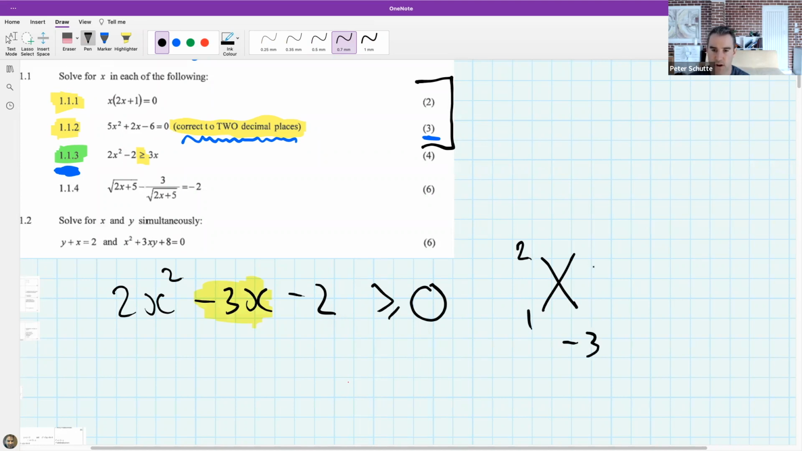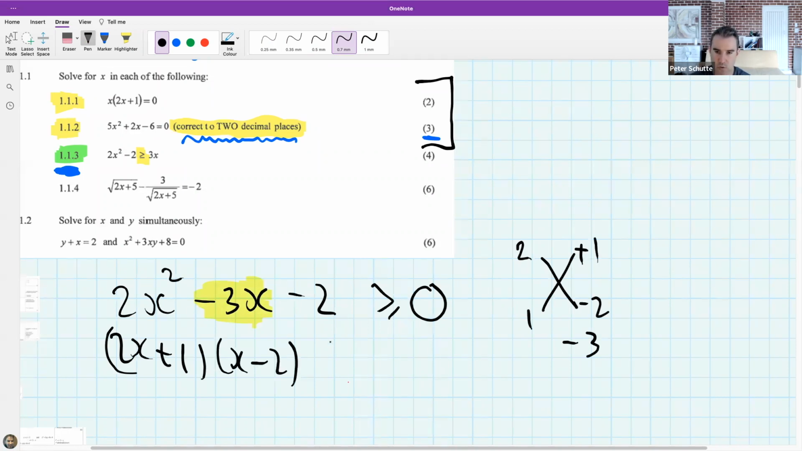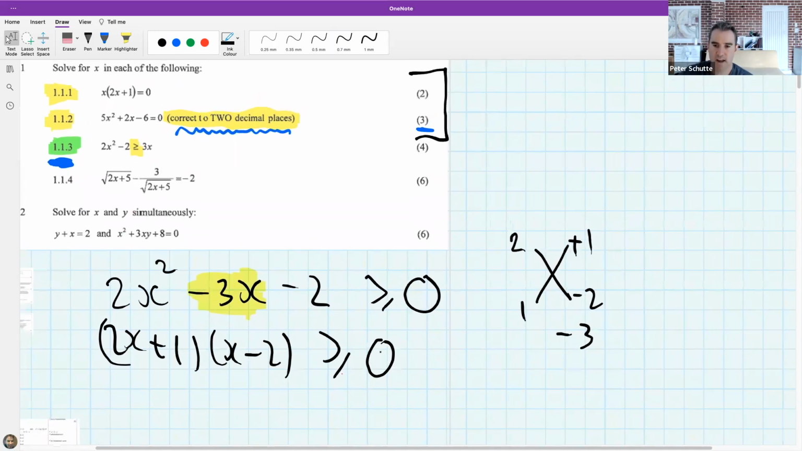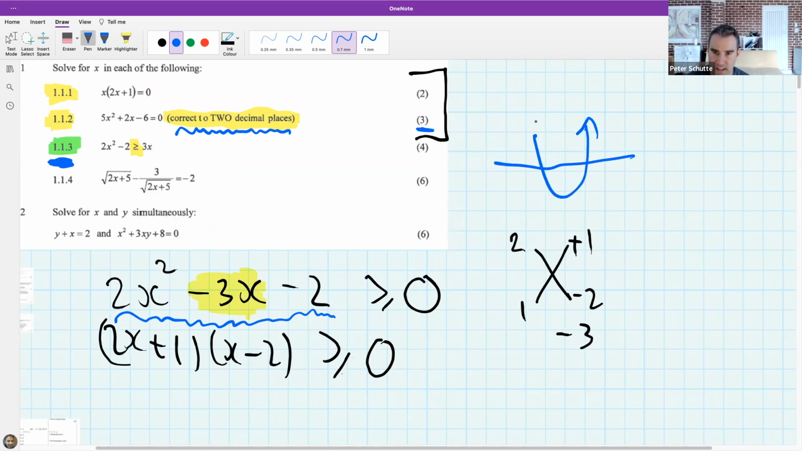And if I factorize it, I am seeing that as the value. So (2x + 1)(x - 2) is greater than or equal to 0. There's different ways of doing inequalities. Some people like to visualize this. If you think of this expression, this is actually a quadratic expression, and so it's going to have a happy shape like this.